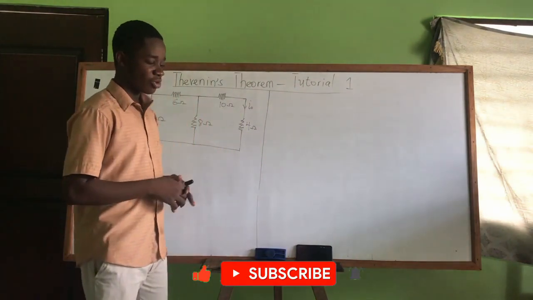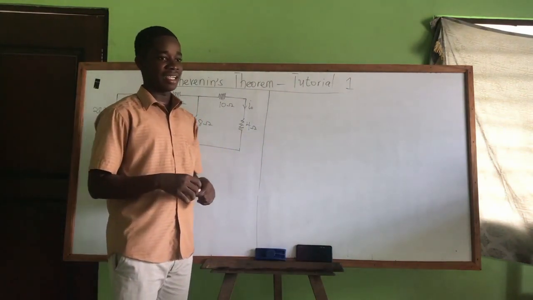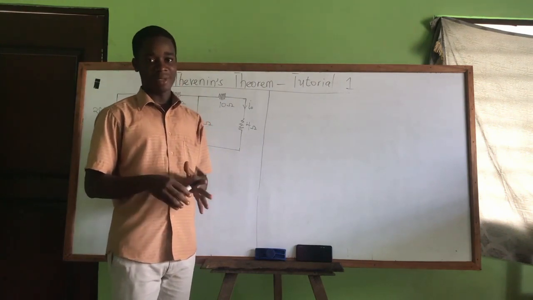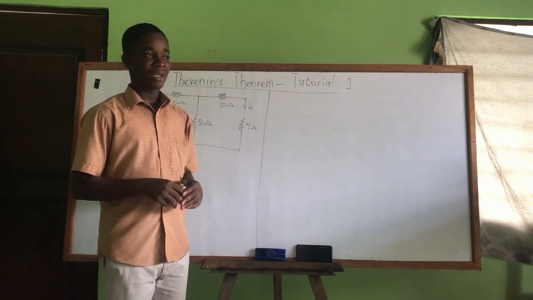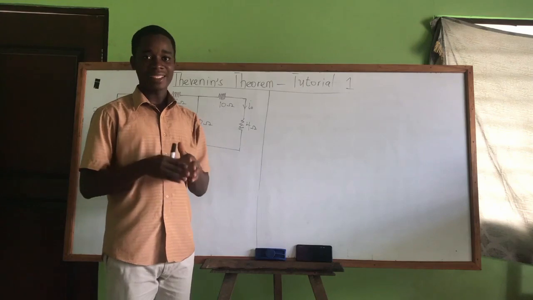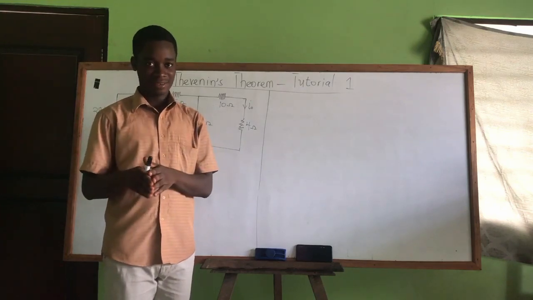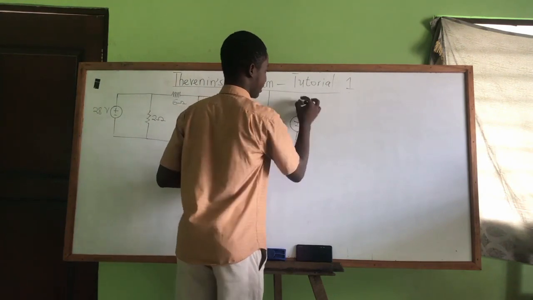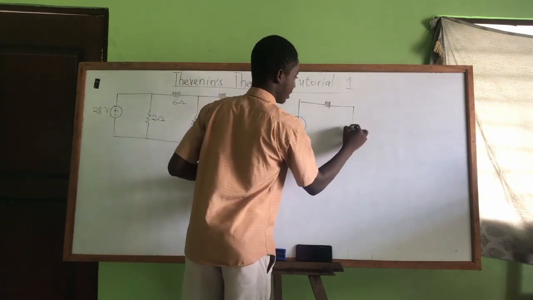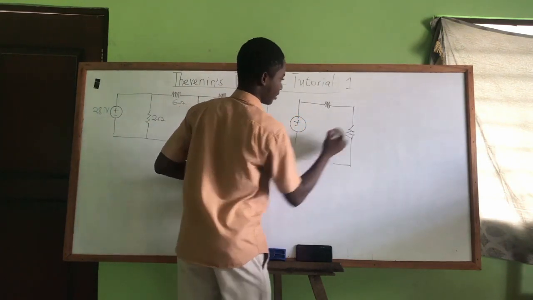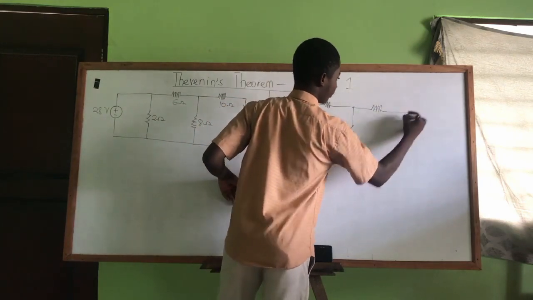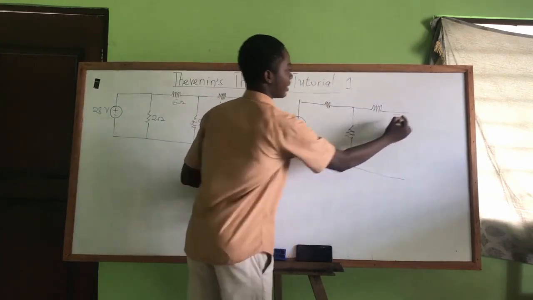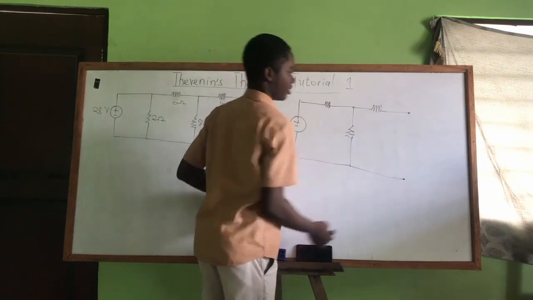Thevenin's theorem says that if I have an electrical circuit, a two-terminal circuit, I can represent that circuit by its equivalent circuit. So we have a linear two-terminal circuit like this, a circuit which has two terminals. These are the terminals of the circuit.